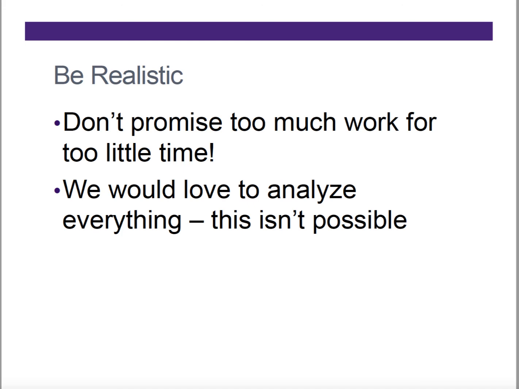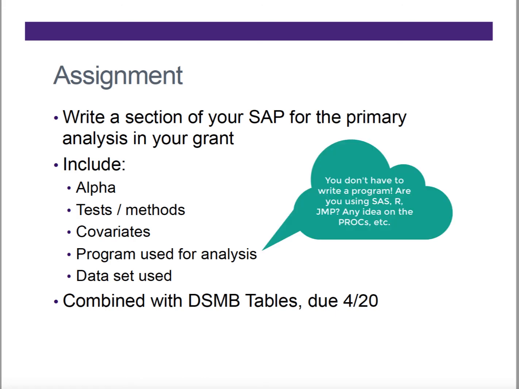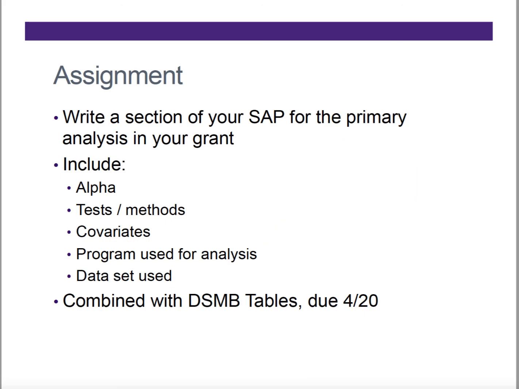The assignment for this section is to work with your team and write a brief outline of your SAP for the primary analysis in your new grant. Include the alpha, the tests and the methods, any covariates you may analyze either after an unadjusted analysis or a priori in an adjusted analysis, the programs that you plan to use for analysis, and the data set definitions for those analyses. You'll combine this assignment with the listing of the DSMB tables that you would have. Both of those will be due as a team assignment on April 20th.